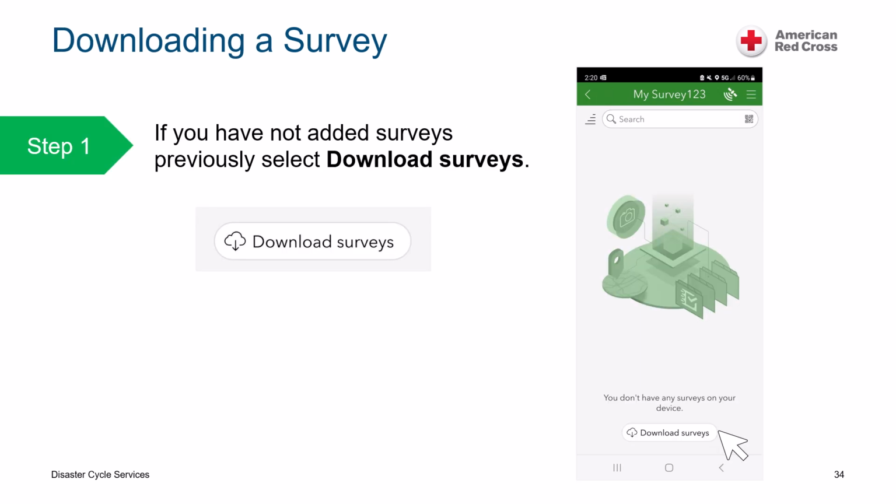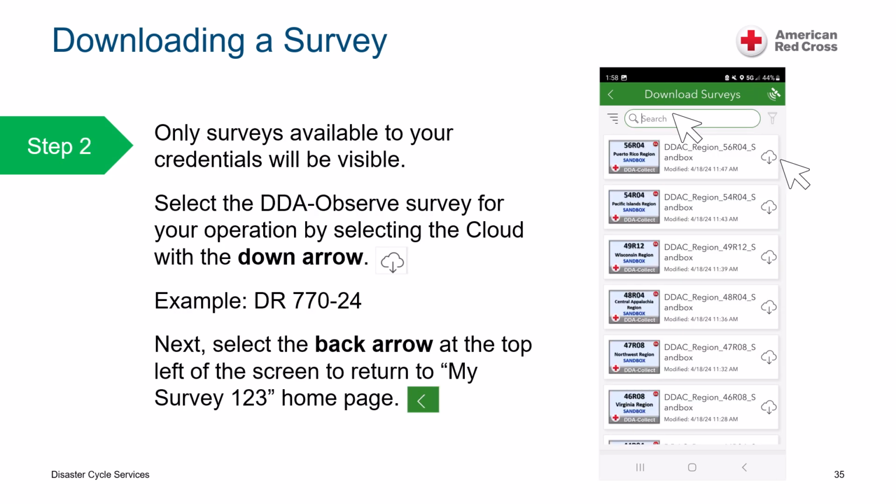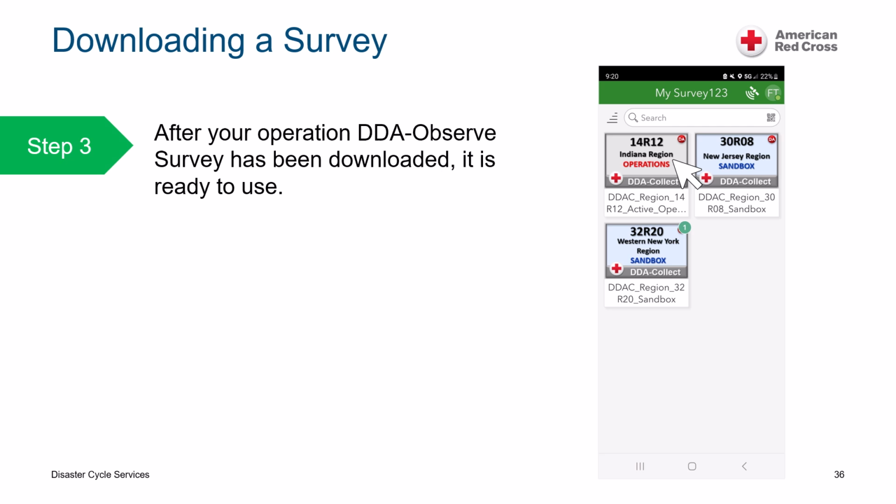If you have not added surveys previously, select Download Surveys. Only surveys available to your credentials will be visible. Select the DDA Observe survey for your operation by selecting the cloud with the down arrow. Next, select the back arrow at the top left of the screen to return to the My Survey 123 homepage. After your Operation DDA Observe survey has been downloaded, it is ready to use.